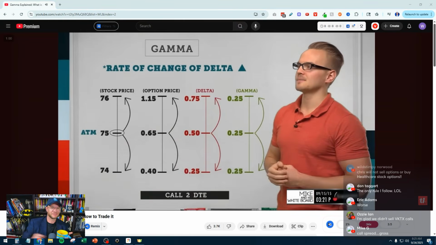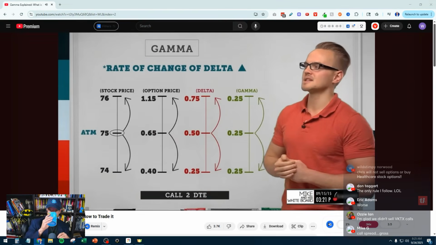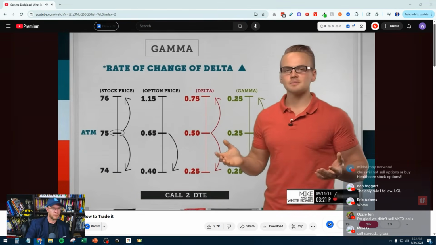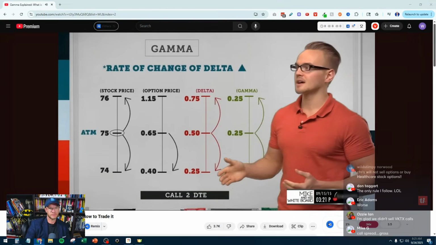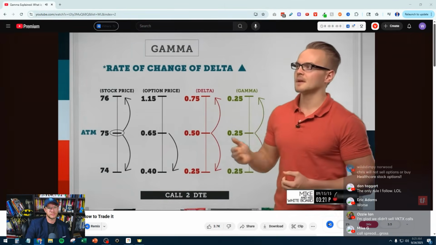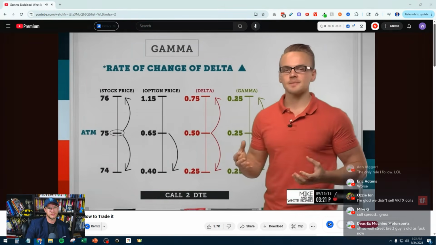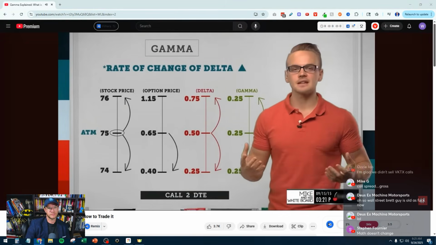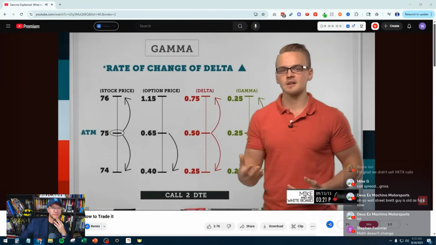75 stock price, and now we're looking at an option price of 65 cents. So the option price is worth a lot less because we only have 2 days till expiration. So regardless of where I am, except for in the money options, it's going to be a lot less because there's a lot less extrinsic value, which we learned about in a previous whiteboard.